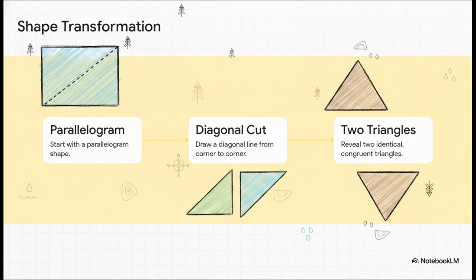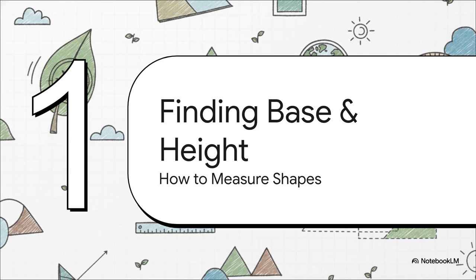Literally two copies of the exact same triangle that fit perfectly together like a giant puzzle to make one parallelogram. And what this brilliantly illustrates is that every single triangle in the universe is, mathematically speaking, exactly half of a parallelogram. Moving right along to part 2, finding base and height.